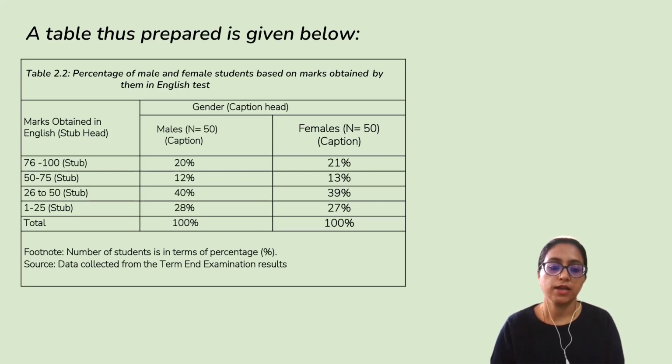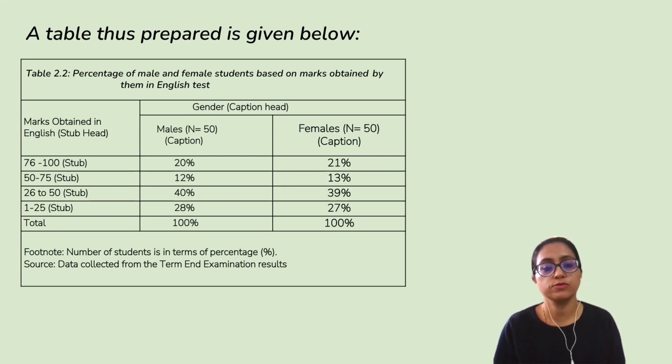Okay, so here in columns you can see the marks obtained in English, that is the stub head. Okay, and then gender is divided into males and females. Here gender is the qualitative variable, okay, which is divided into males or females. Here you can see the headings for rows are the stubs, and the headings for columns are the captions. You can also see a footnote.